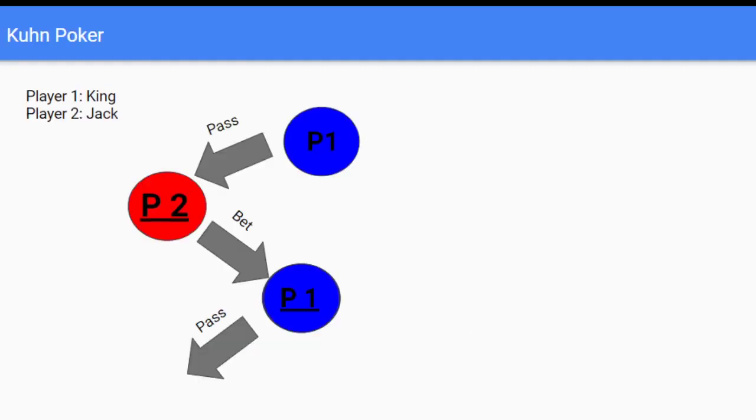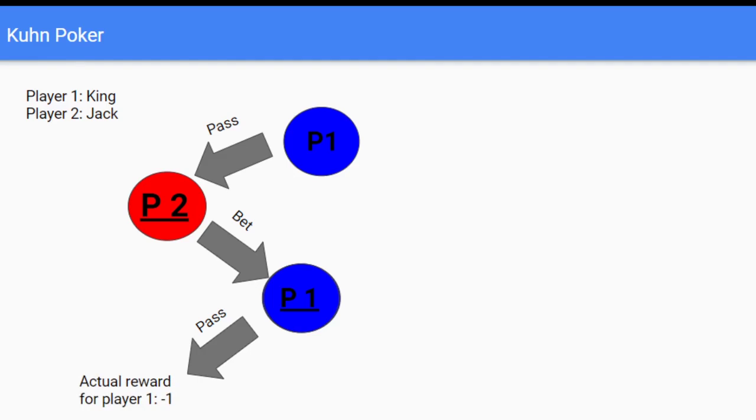So let's go over how we're going to solve Kuhn Poker using CFR. We're going to run down the game tree. Let's just say player 1 passes, player 2 bets, and it goes to player 1, who passes, and they receive a regret of -1.